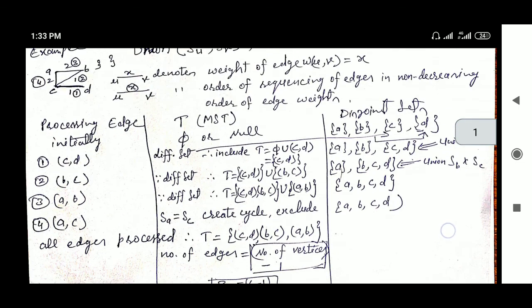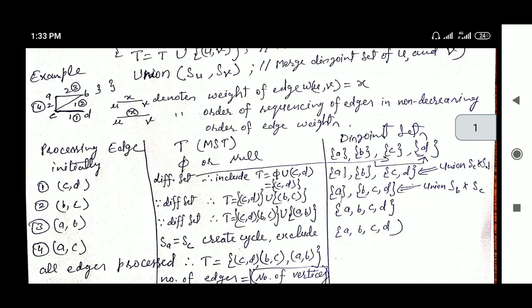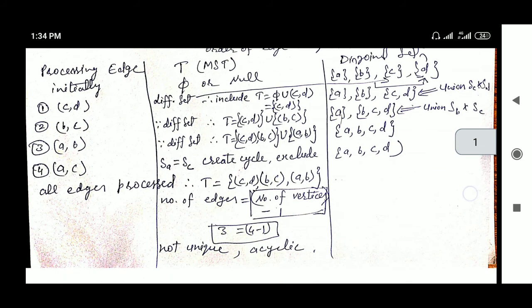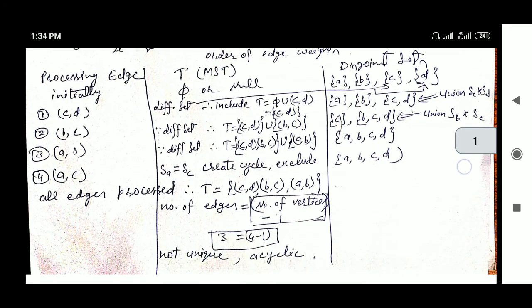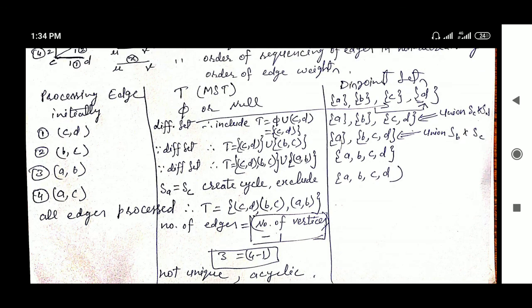And here if we consider AB after AC, then it may give you another solution. So the MST found using this algorithm may not be unique, and this is a property of MST also, that they may not be unique, and there is no cycle in the MST. Okay, so now you will make both the MSTs that can be found by using this algorithm.